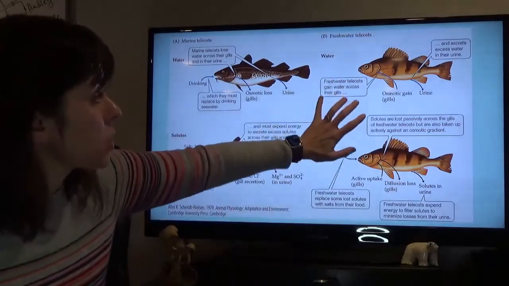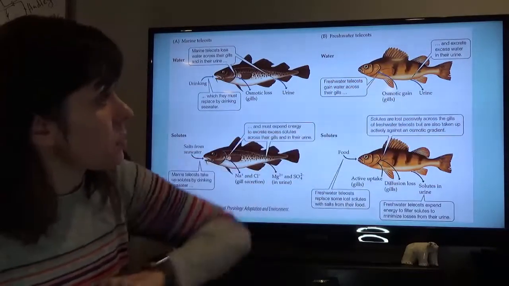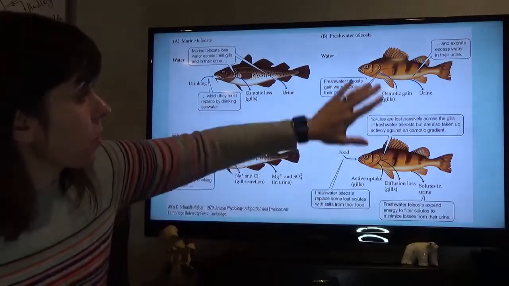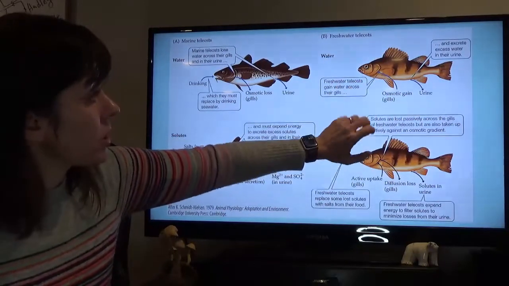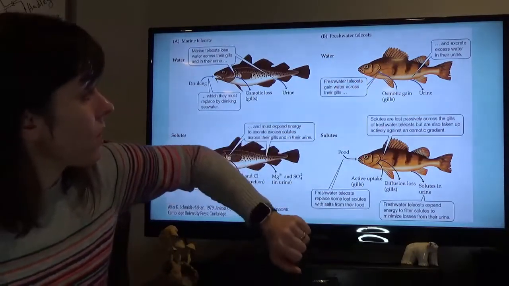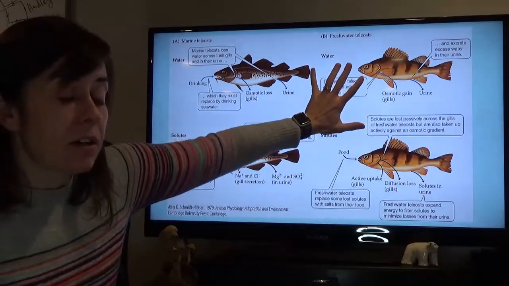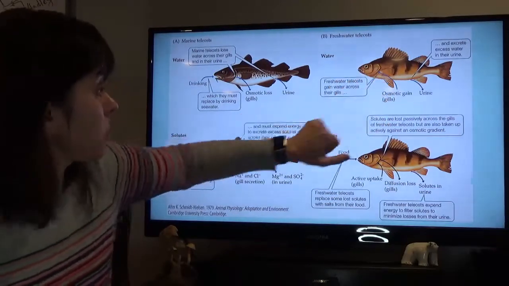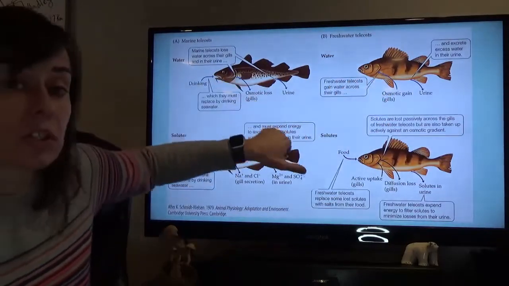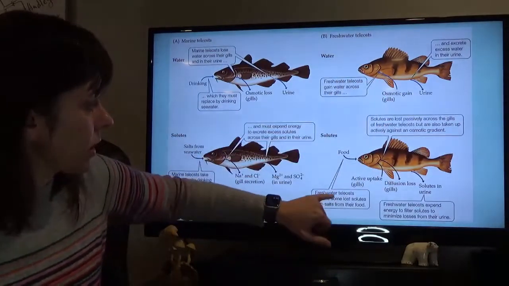And likewise for freshwater fishes, they gain water across their gills and excrete excess water in their urine. So they're taking up water across their gills. They're excreting water from their urine. So water is moving from this area of lower water potential to inside their body to an area of higher water potential, in contrast to the fish in the ocean. And so they're excreting excess water in their urine.